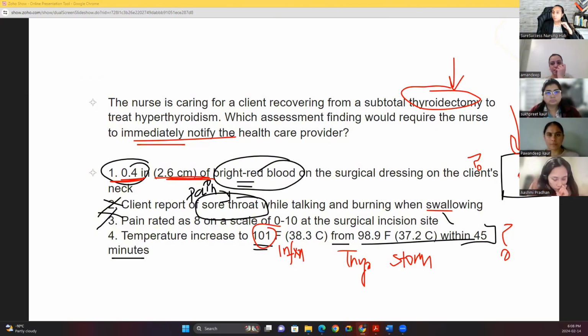Please have a look, because that is what is an issue. Bright red blood means there is a hemorrhage. Look how creative the NCLEX exam is. Students will be asking, ma'am, option 1 is the answer. It is a problem in the question because they are making me confused. But no, you have to read the full sentence. Option 6.